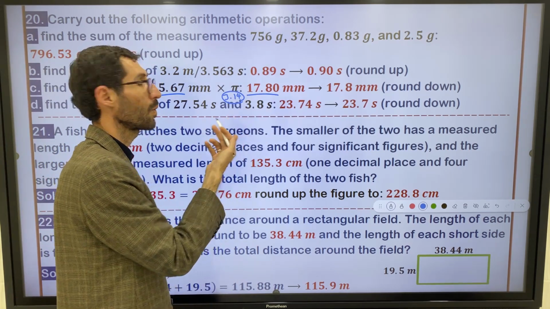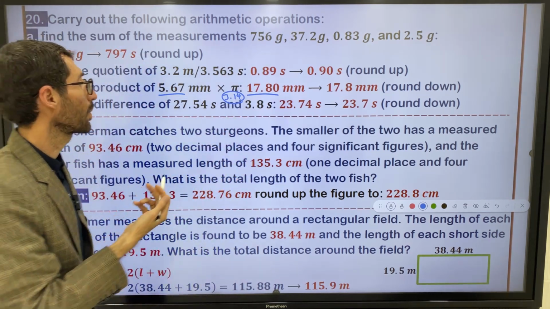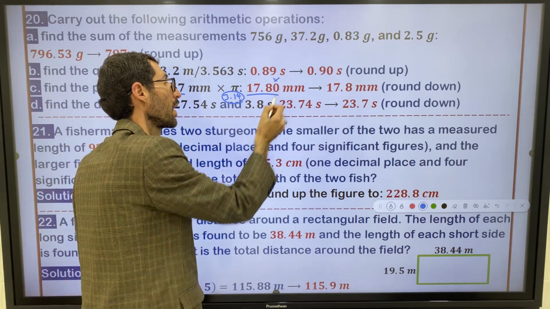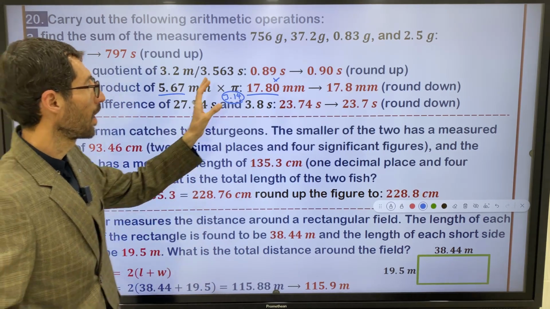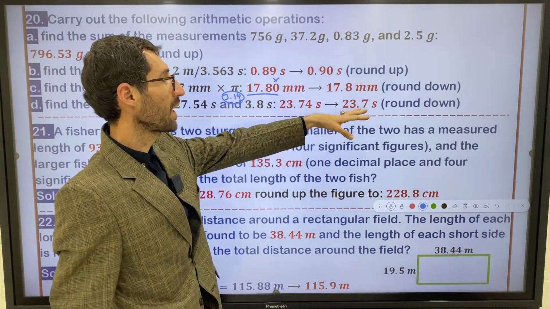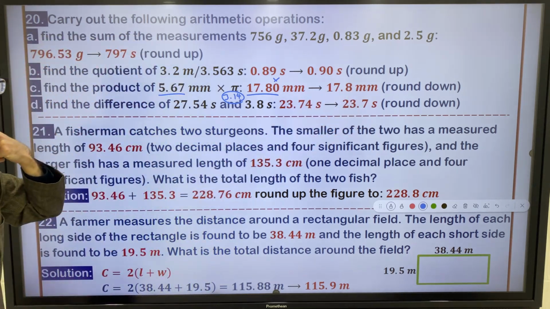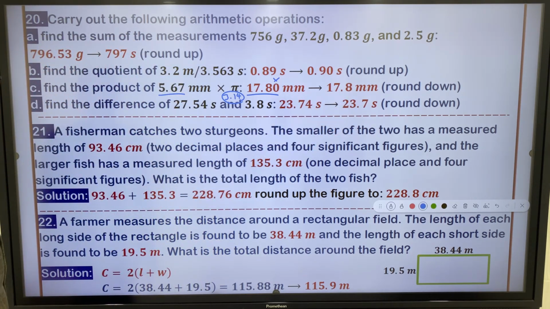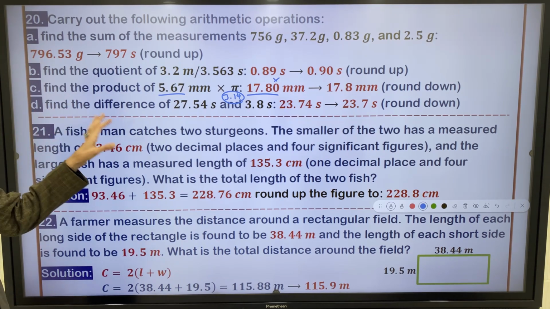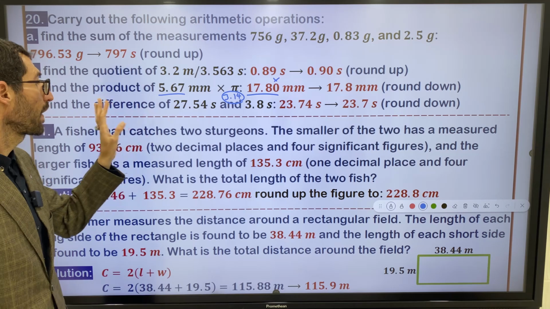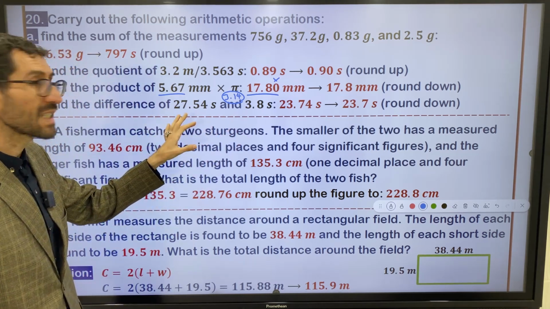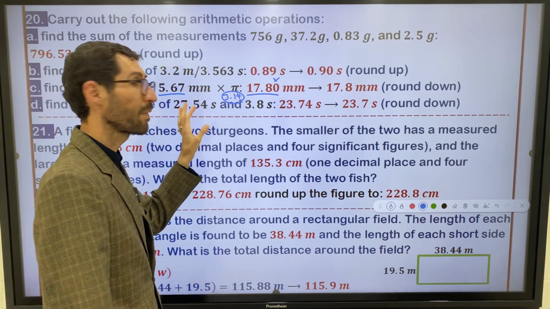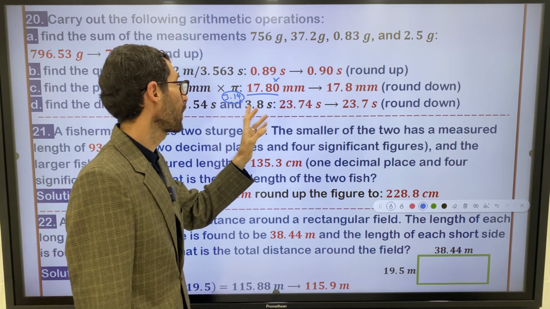So what shall I do? We have to remove this one in order to get 3 sig figs. And the answer will be 17.8, and the situation is rounding down. The last one, find the difference. Find the difference means subtraction. We have subtraction here. Difference of 27.54 seconds and 3.8 seconds.